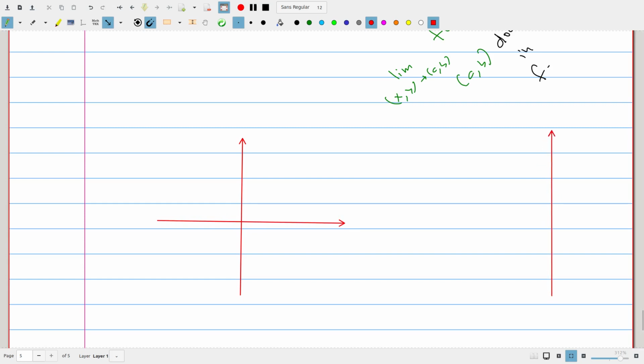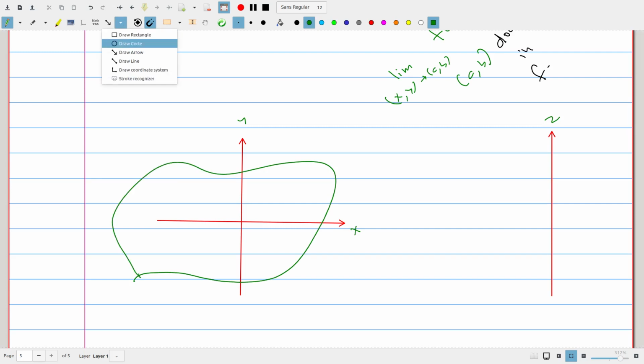And of course, this is the range of F, right? So the domain has y and x, and this is the range of F. Let's call it Z. Let's sketch this domain. So let the shaded region be the domain of F.